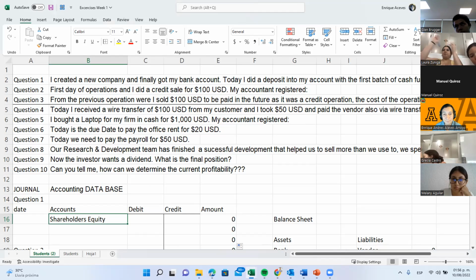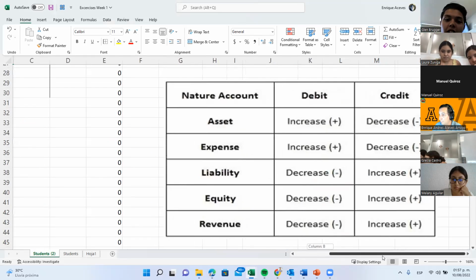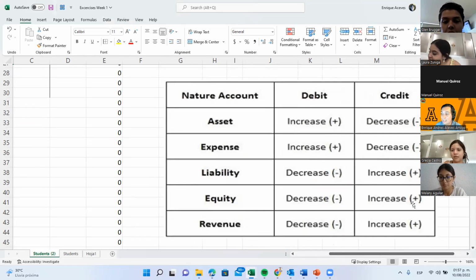But I have a question, like each account that names equity, it's a debit, right? No. Let's go to your nature of accounts. Nature of account equity: it has a credit nature. It increases with credits.